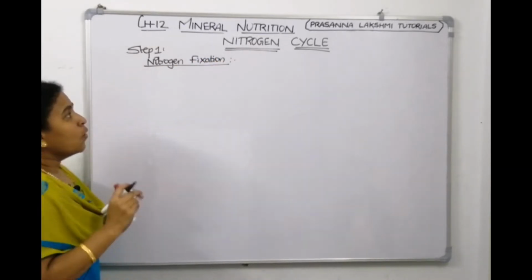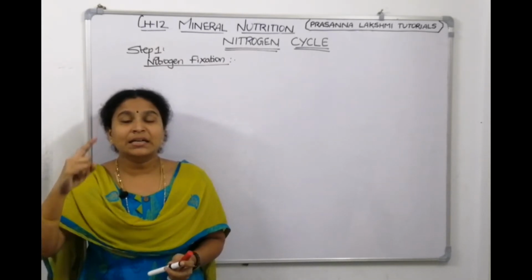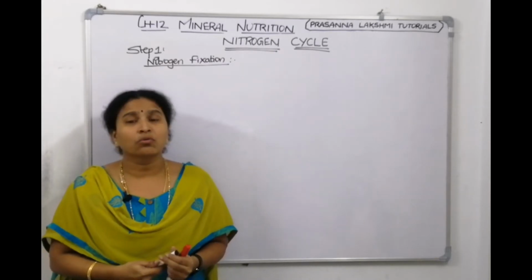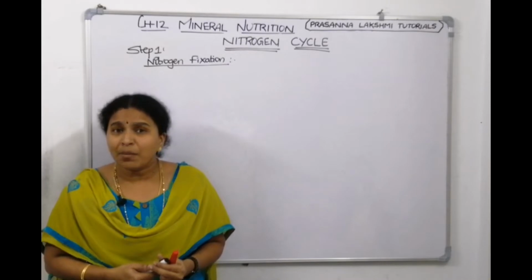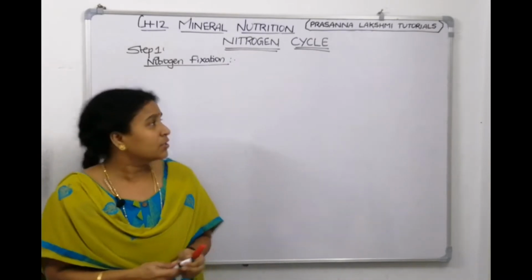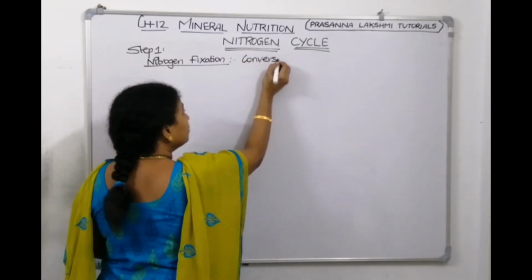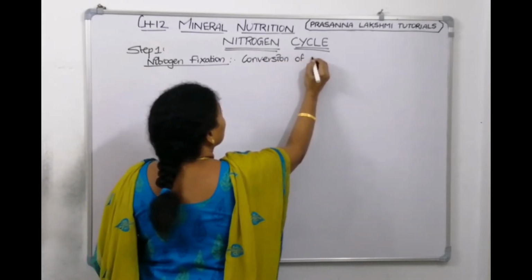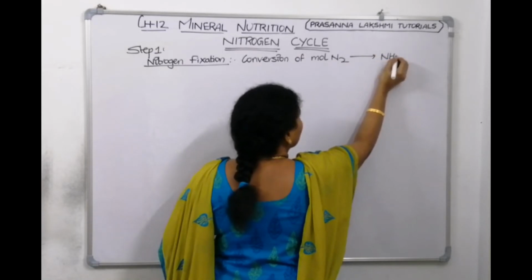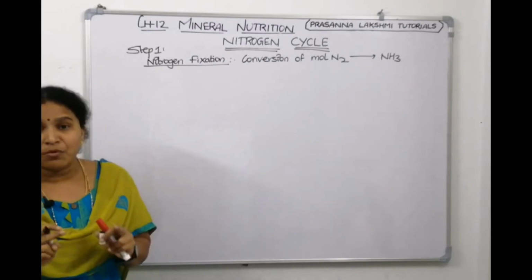Nitrogen fixation. What do you mean by nitrogen fixation? Atmosphere contains inert nitrogenous gas, molecular nitrogen, we call it N2, that getting reduced to ammonia, inorganic form, nitrogenous salts, is called nitrogen fixation. What is nitrogen fixation? It is nothing but the conversion of molecular nitrogen into ammonia.